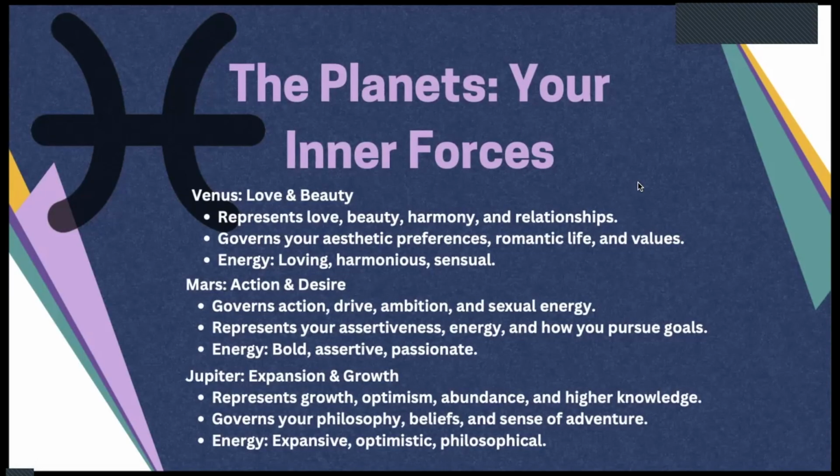Venus. Venus is love and beauty. When you think of Venus, most of you probably think of Aphrodite. Represents love, beauty, harmony, and relationships. Venus governs your aesthetic preferences, romantic life, and values. The energy of Venus is loving, harmonious, sensual. Venus likes to love. Venus likes to look good.